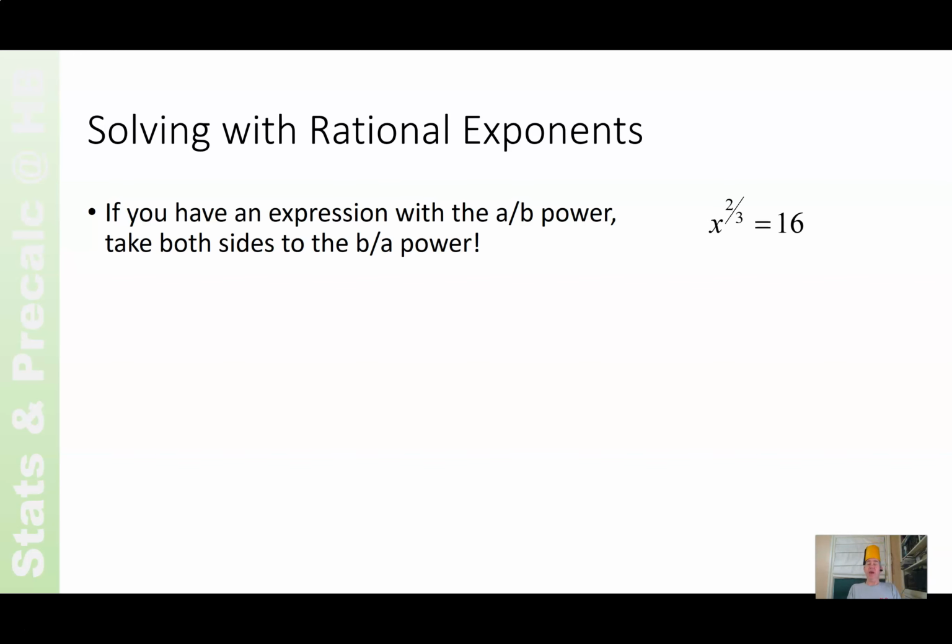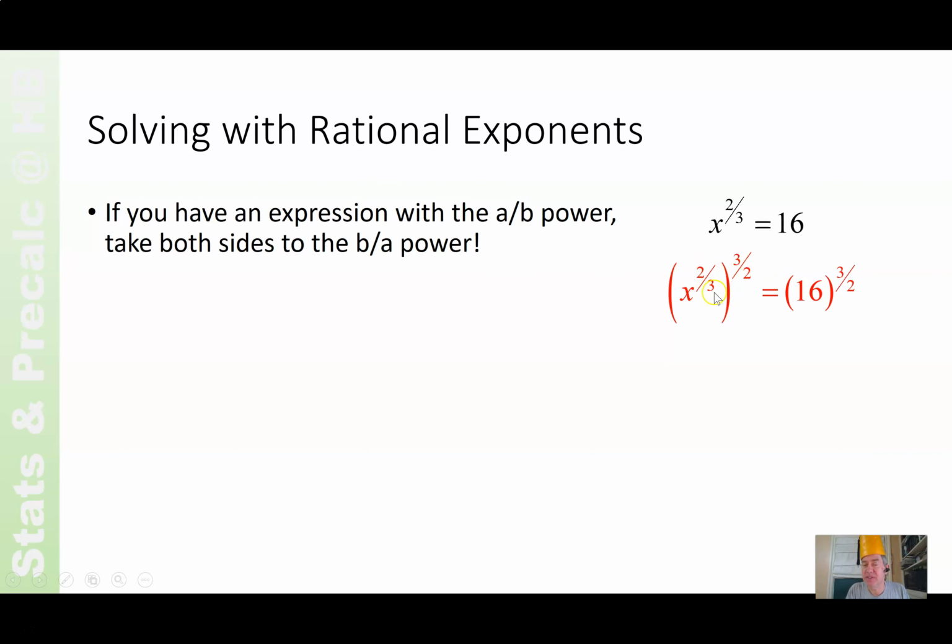Yet another. What happens if the exponents, instead of being a perfect square root or a perfect cube root, a 1/2 or a 1/3 power, what if we've got this 2/3 power thing going on here? So what you do, if you have an expression to the a over b power, take both sides to the b over a power. So I've got the 2/3 power. I'll take the 3/2 power.